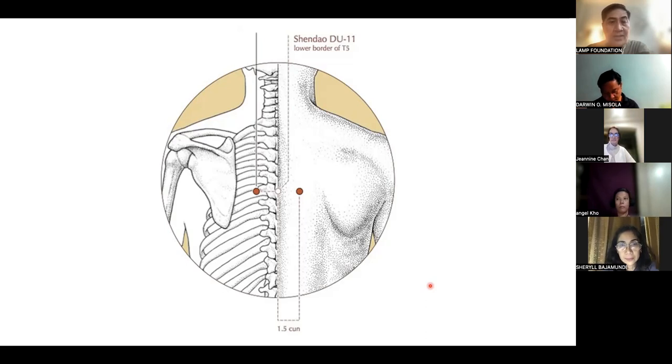Yung spinous process ng kanyang T3 is nasa level of the easily palpable medial end of the scapular spine. Okay? So, but that's T3. Nakaganon siya, nakaganon. Makikita mo kaagad, nasa level po siya ng, you can actually palpate the medial end of this one. What do you call this? This is called the scapula.